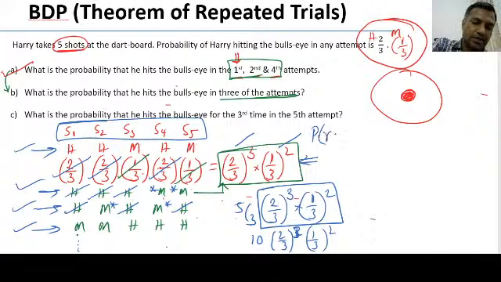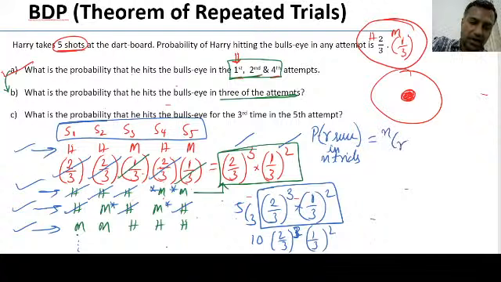Probability of R successes in n trials is nothing but nCR, which means which are those R successes, where are those R successes? That's what you are trying to say. Then nPR, probability of success raised to power R, and probability of failure raised to power n minus R.